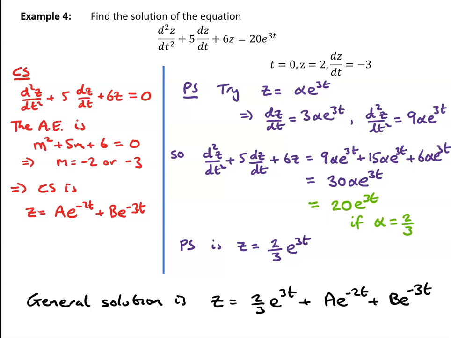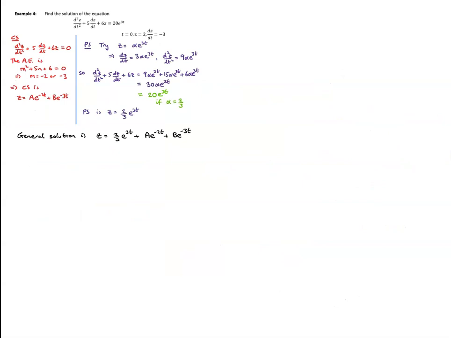But we want the solution that satisfies that when t equals 0, z is 2, and dz by dt is minus 3. So, when t equals 0, z has got to equal 2, so we've got 2 must equal 2/3 plus a plus b, so a plus b must be 4/3.